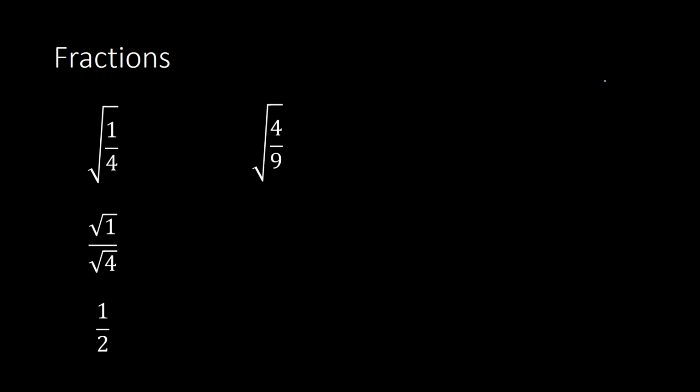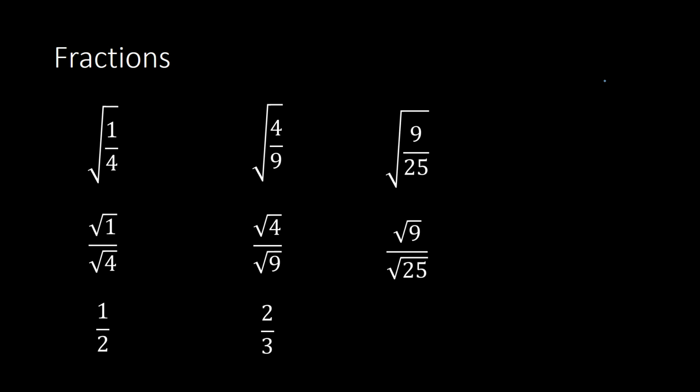So let's say you had the square root of 4 over 9. You can break it apart to be the square root of 4 over the square root of 9, which would give me 2 over 3. And the square root of 9 over 25, you can break apart to be the square root of 9 over the square root of 25. The square root of 9 would be 3. The square root of 25 would be 5. So my solution is 3/5. So that's how you can deal with fractions. You can break it apart and then do each part separately.